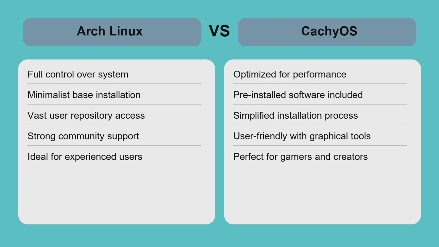Arch Linux and CachyOS share a foundation, but differ in approach. Arch offers unmatched customization and a pure Linux experience, perfect for users comfortable with manual setup and command line management. It excels in flexibility but demands time and Linux knowledge.